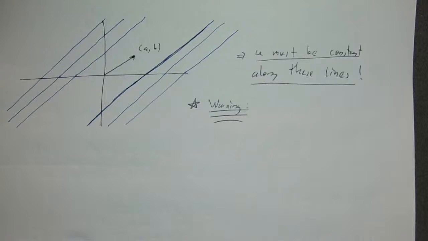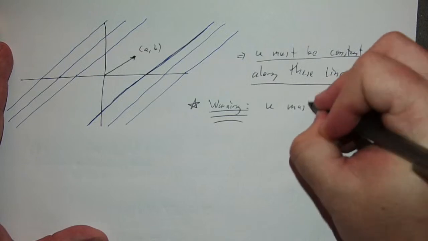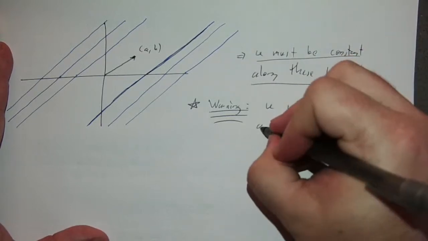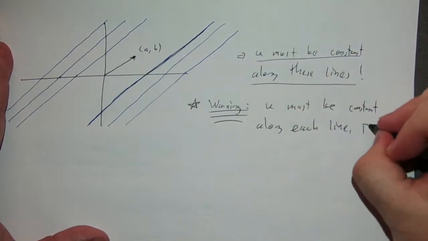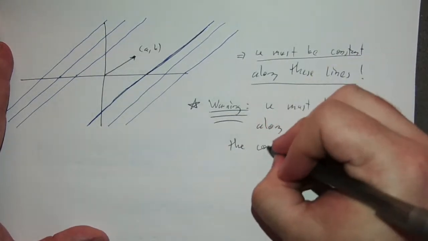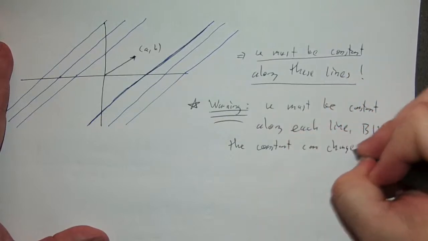But that doesn't mean that each line, or it doesn't have to be the same constant along each line, right? So u must be constant along each line. But the constant can change from line to line.